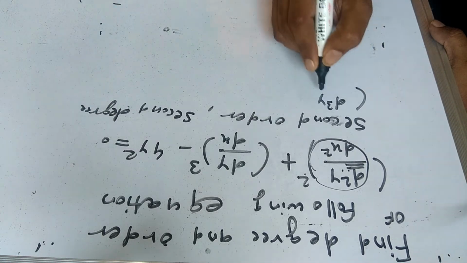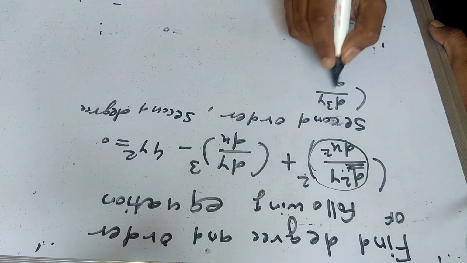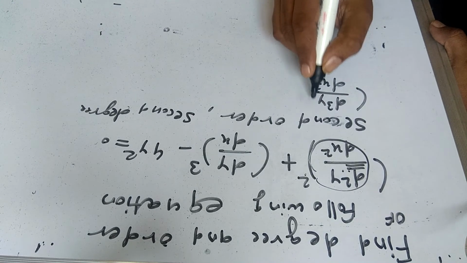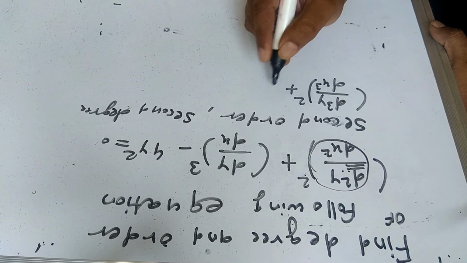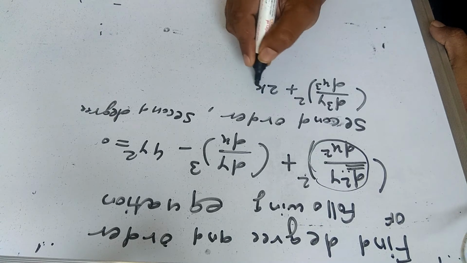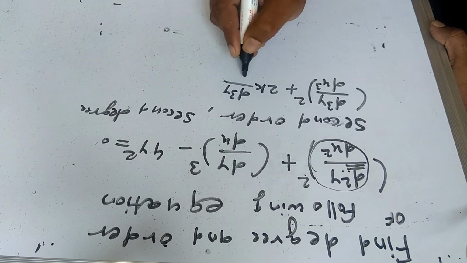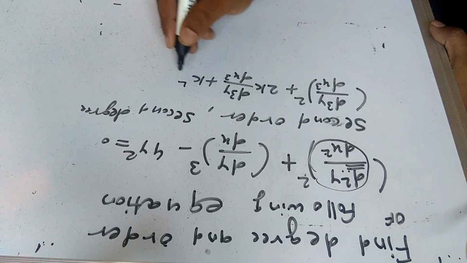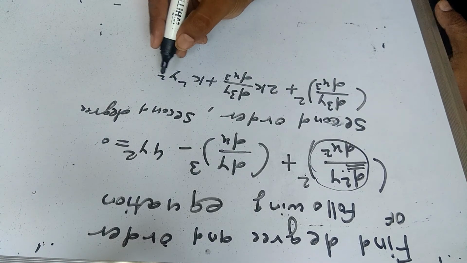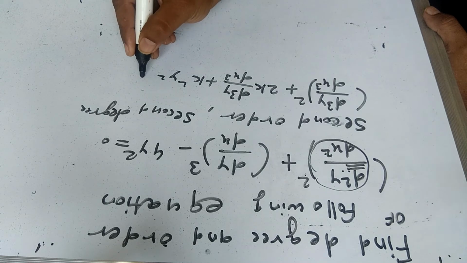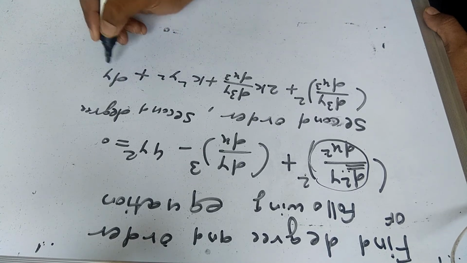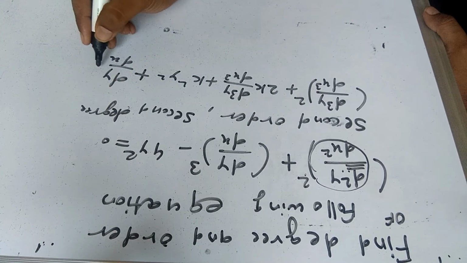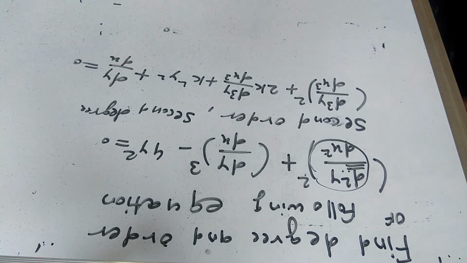(d3y by dx cube) square plus 2k y (d3y by dx cube) plus k square y square plus dy by dx equal to 0.